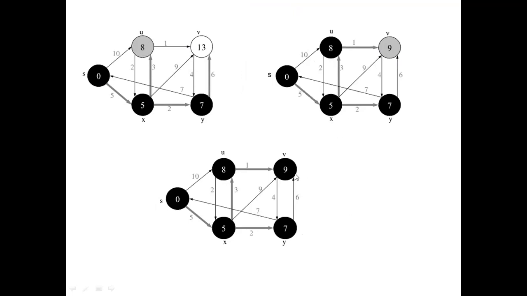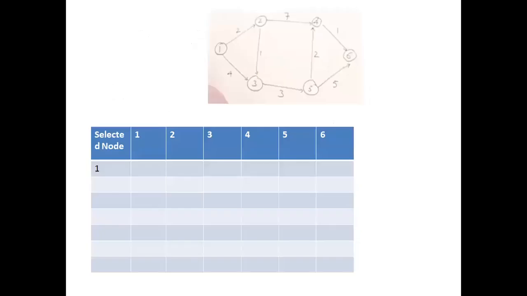So finally, we get the distance from the source vertex to each vertex. From source S to vertex U, the distance is 10. From S to X, the distance is 5. From S to V, the distance is 9. And from S to Y, the distance is 7. All these distances are the minimum cost. We'll see one more example.